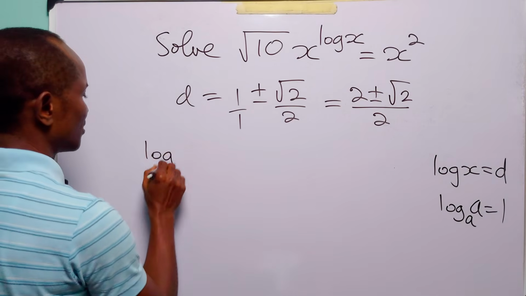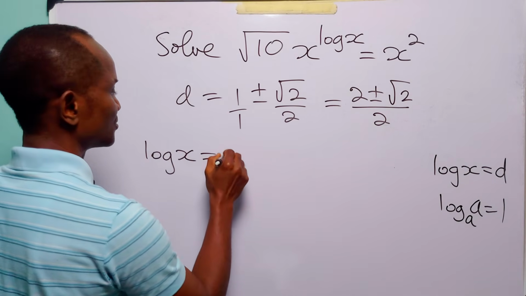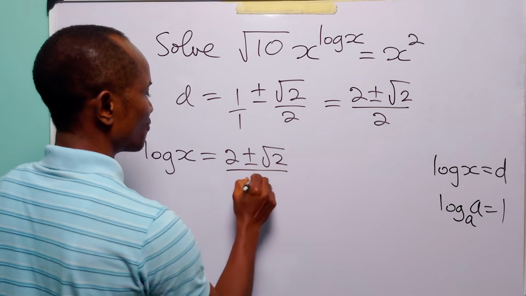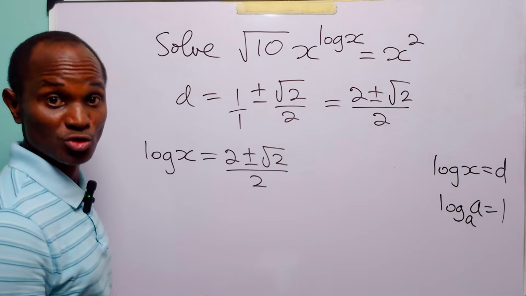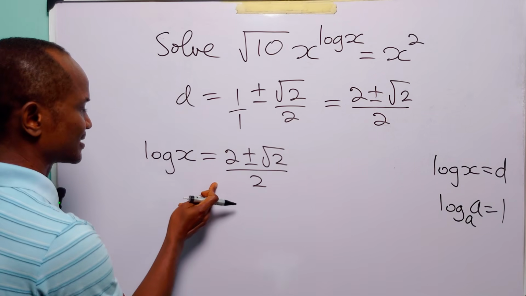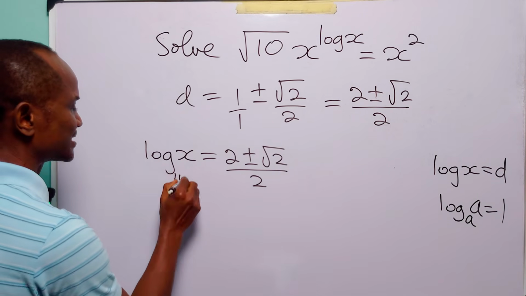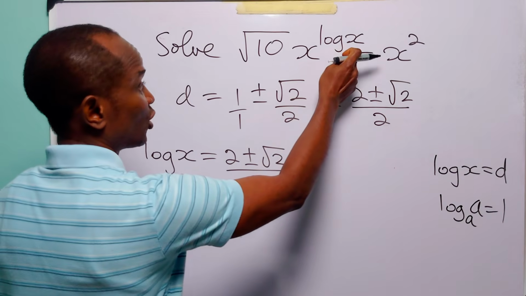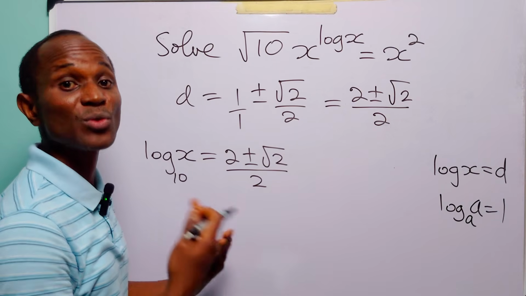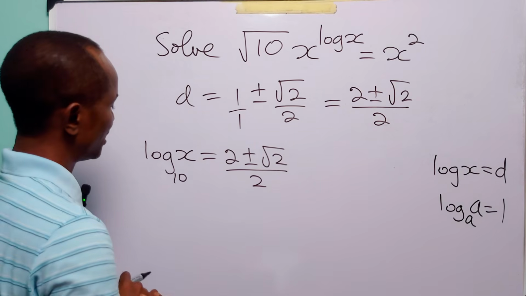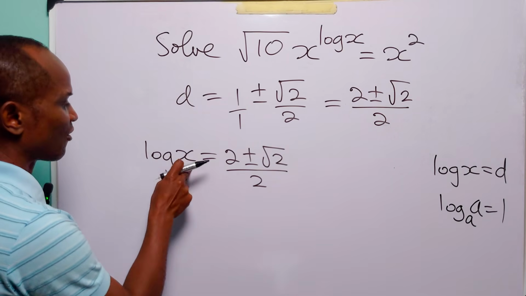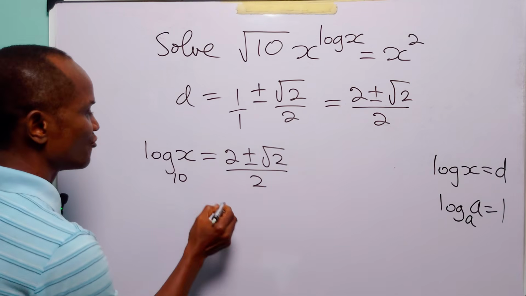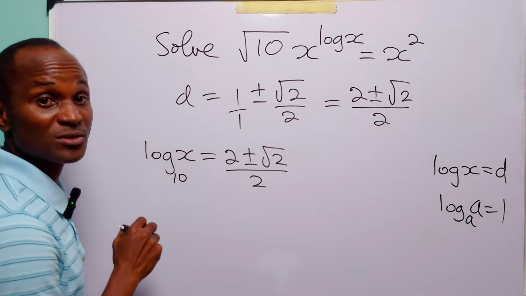So we have that log x is equal to 2 plus or minus root 2 over 2. And of course, you know that when we have a statement like this, remember, this is log to base 10. When the base of the logarithm is not specified, it means we are working in base 10, the common logarithm. So this is log to base 10 of x is equal to this. And of course, it means that 10 raised to this power is equal to x.